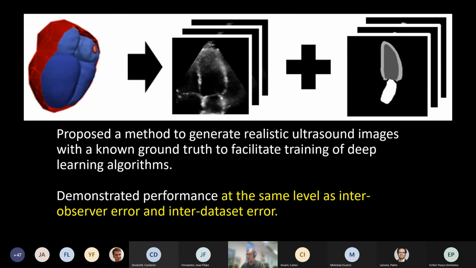Okay, so in this we proposed a method to generate realistic ultrasound images with a known ground truth to facilitate training of deep learning algorithms. And we demonstrated performance that was at the same level of inter-observer error and inter-dataset error. So that was the overall message from this.